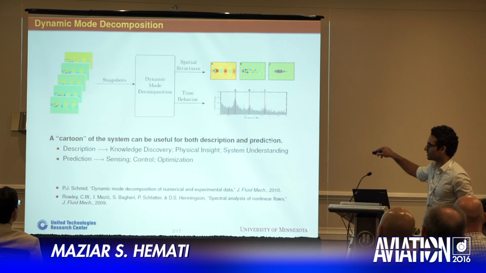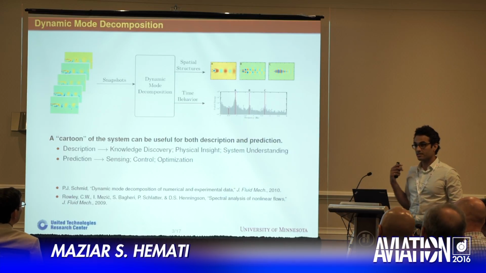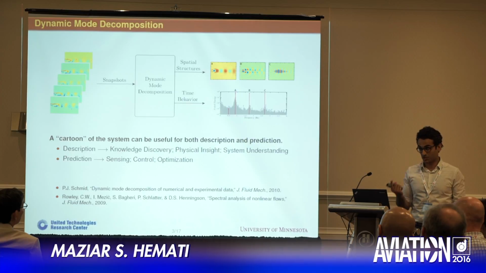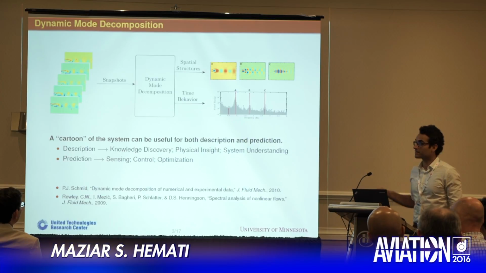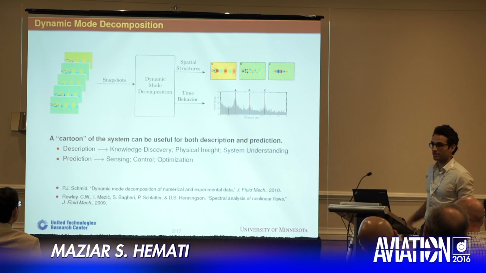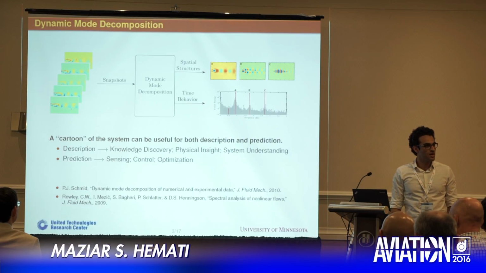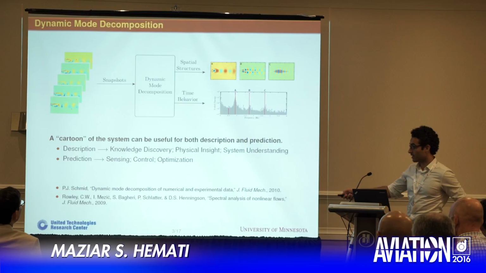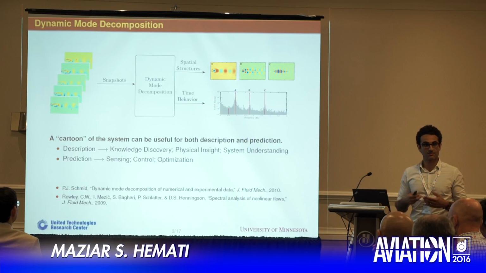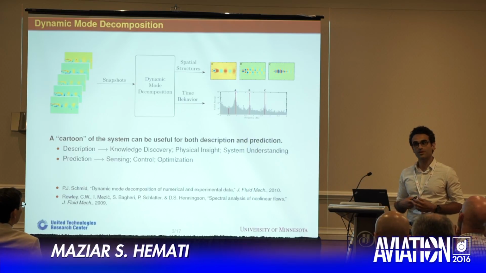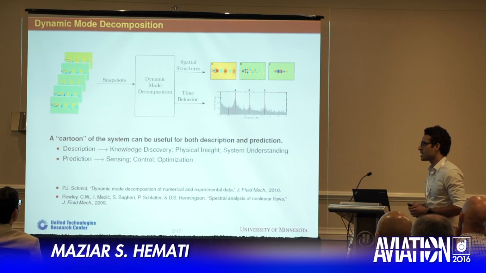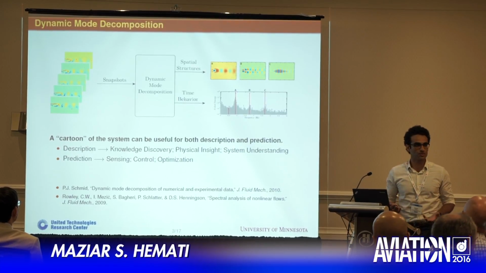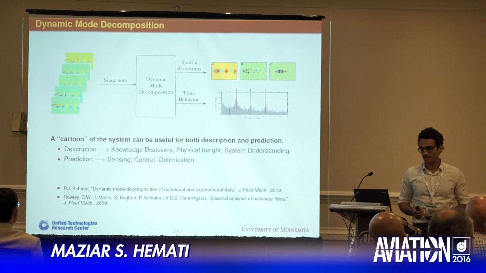And what that cartoon will allow us to do is, first we can describe the flow by looking at the spatial structures and their associated temporal frequencies. But also, if we have that cartoon, we can use that in a predictive capacity. So we can have a model that predicts into the future, so we can design control algorithms around this. We can use it for sensing, we can use it for optimization, and things of that nature.